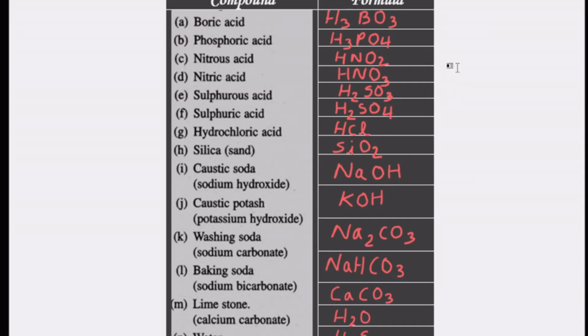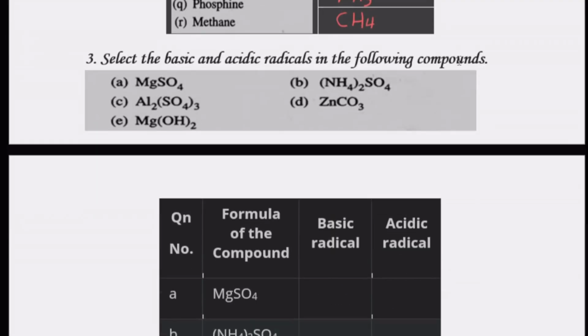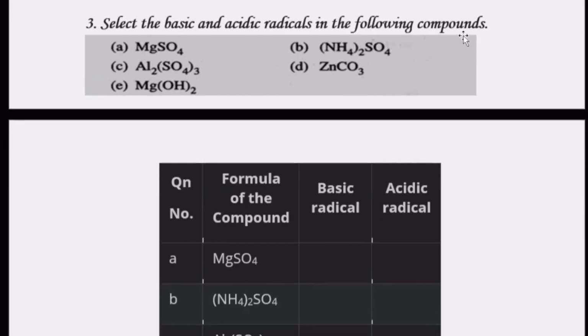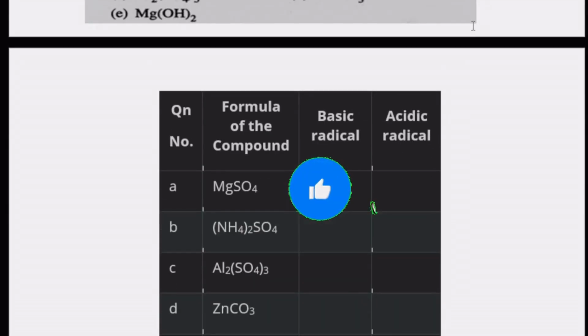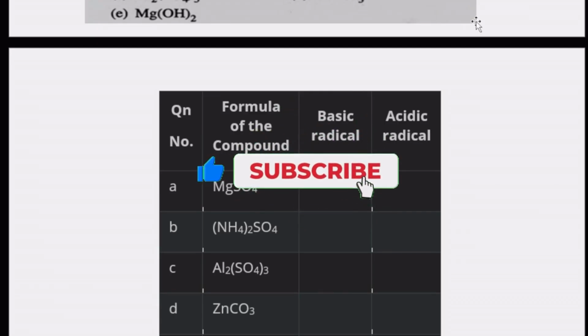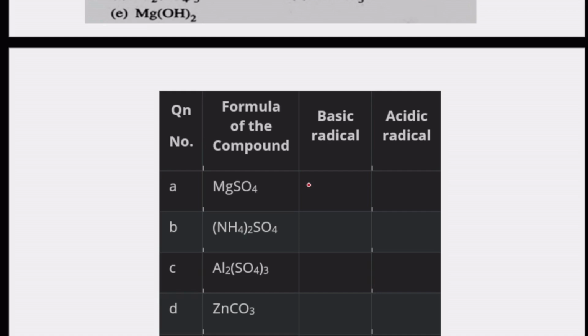Remember them. Okay, let's move on to the third question. Select the basic and acidic radicals in the following compounds. We have to write what are the acidic and basic radicals of the formulas that are given. Our first question is magnesium sulfate, MgSO4, and in that the basic radical is magnesium, Mg. For a radical, we have to show the numbers above it, isn't it?